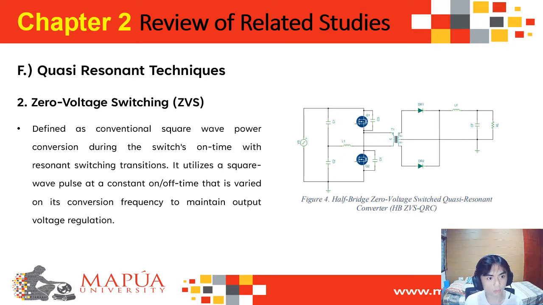So the second one is zero voltage switching, or ZVS. It is defined as conventional square wave power conversion during the switch's on time with resonant switching transitions. It utilizes a square wave pulse at a constant on-off time that is varied on its conversion frequency to maintain output voltage regulation. Shown in this figure is the half-bridge zero voltage switched quasi-resonant converter.